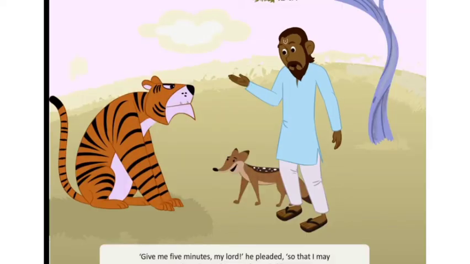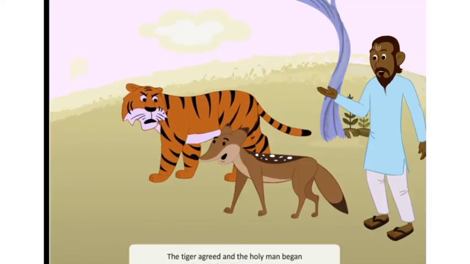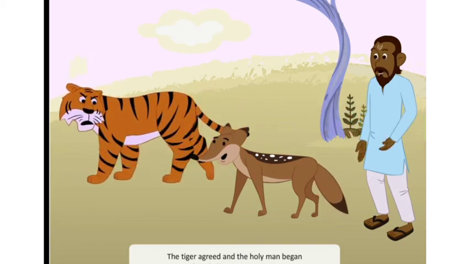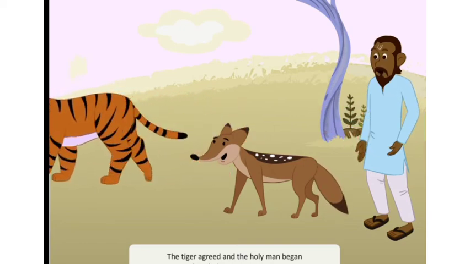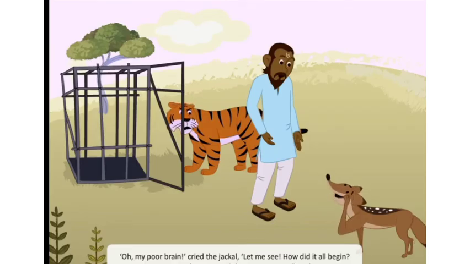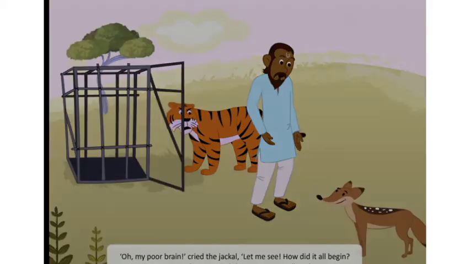"Give me 5 minutes, my lord," he pleaded, "so that I may explain the problem to the jackal here." The tiger agreed, and the holy man began the whole story over again. "Oh, my poor brain!" cried the jackal. "Let me see. How did it all begin? You were in the cage, and the tiger came walking by."